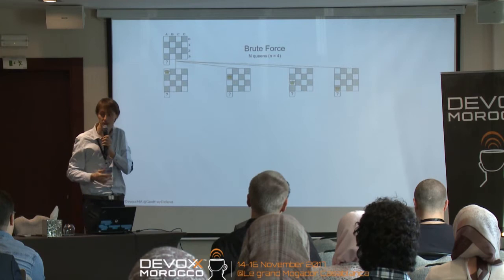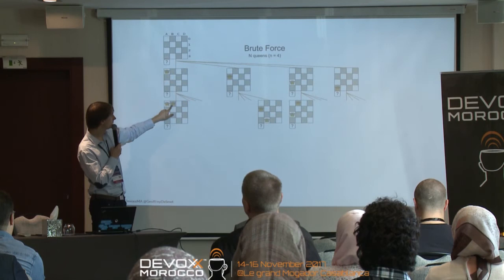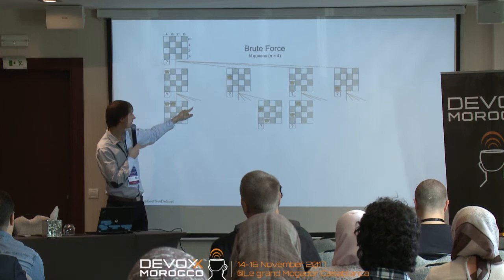Okay, so here we're going to put the first queen and then the second queen. The second queen we're going to put on the same row, and then in the next branch, we'll put it on the second row. In the next branch, we'll put it on the third row, and so forth.